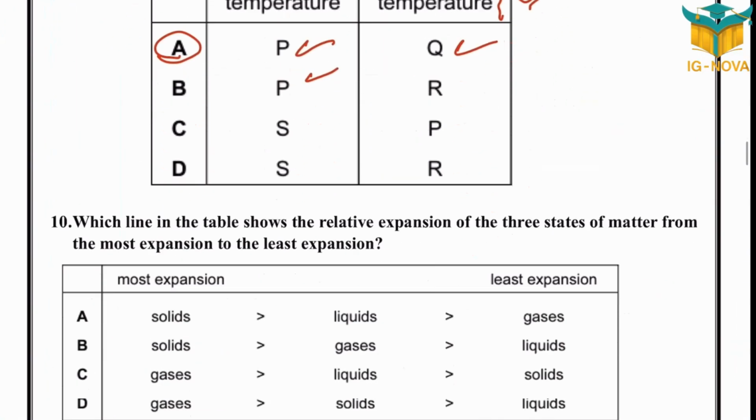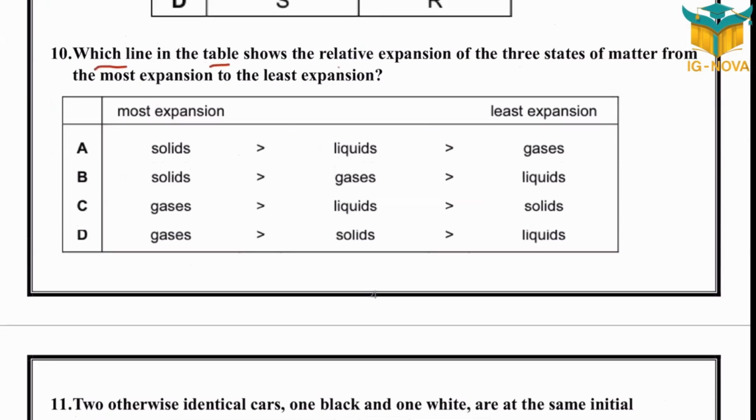Let's go for 10. Which line in the table shows the relative expansion of the three states of matter from the most expansion to the least expansion? Surely, expansion depends on the volume. So a free volume will be expanded more. The least is the solid state, and the most is gas. Then liquid, whose volume doesn't change much because the spaces between molecules are very small compared to gas. So I'm going to go for C.